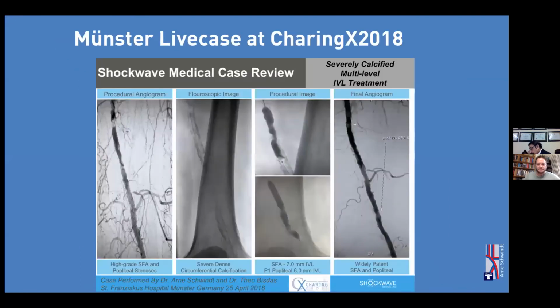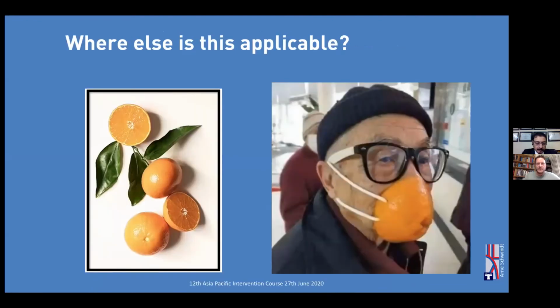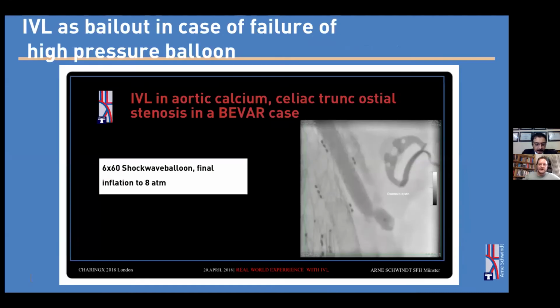And this works also in a live setting. This was a live case that we did at Charing Cross, a severely calcified SFA. We were treating that with lithoplasty with a fairly good result in the end. So where else can we use this? Where are other fields to use this technology other than the femoral-popliteal vessels? Here you see a nice example of a patient with a branched EVAR, and the branch to the celiac trunk did not open due to aortic calcium.